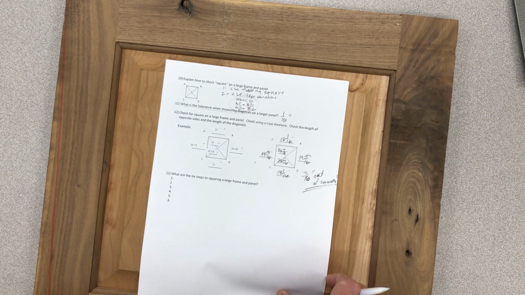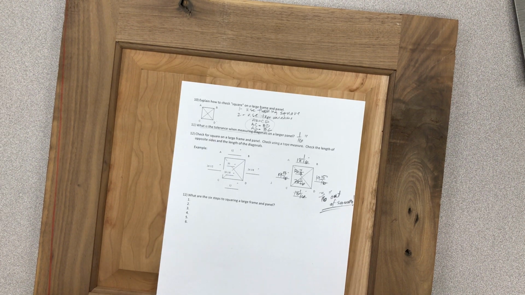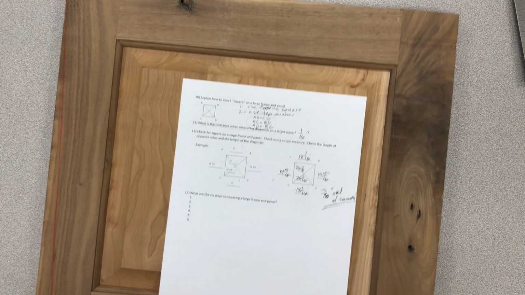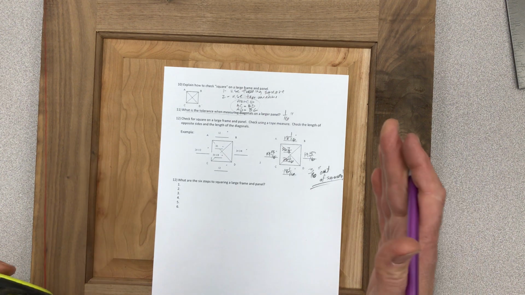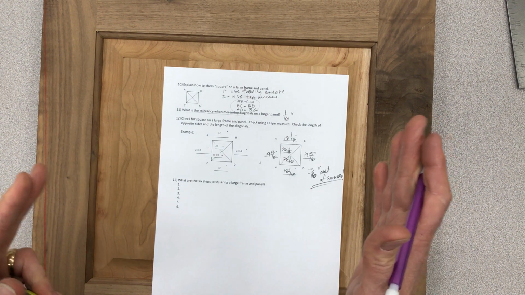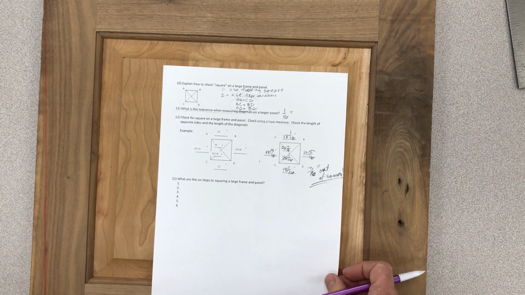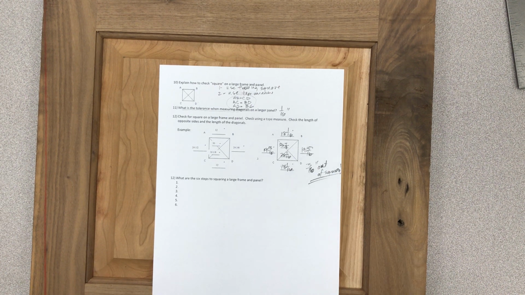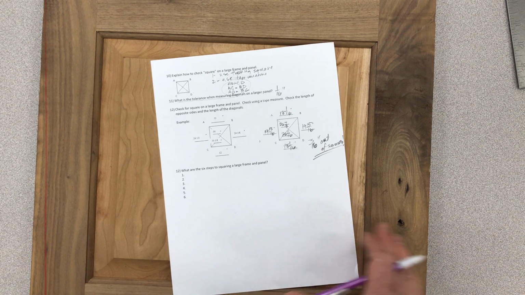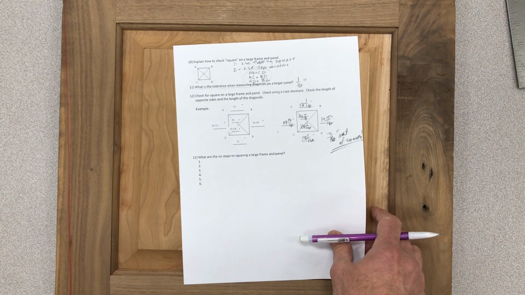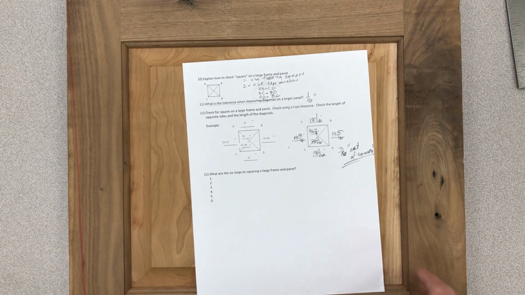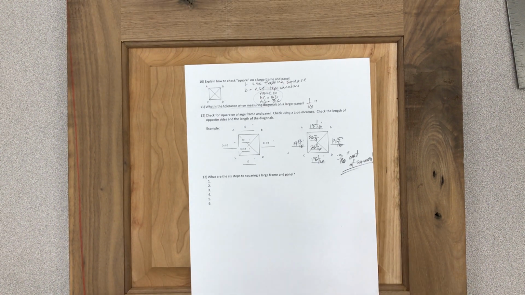That's no good, right? Our tolerance is 1/16. So that tells us that something is wrong with this panel. It's not square. And it looks like it's sitting a bit skewed. It is probably either a parallelogram or a trapezoid. So we've got to fix this. There are 6 steps to squaring a large frame. And that's what I want to review with you now.